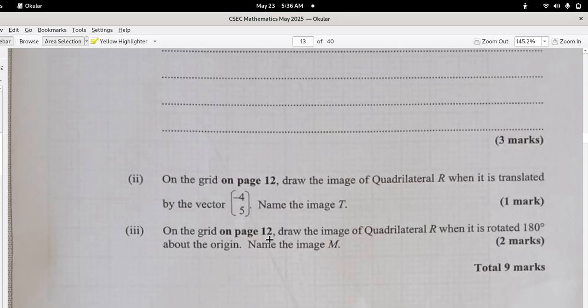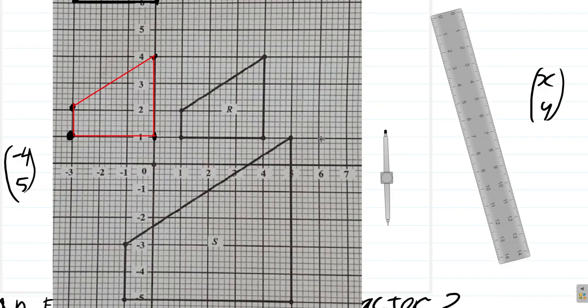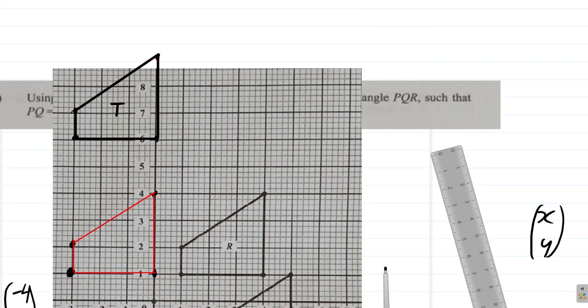What happened after that? On the grid on page 12, draw the image of quadrilateral R when it's rotated 180 degrees about the origin. Name it M. Okay. So now you rotate it. You rotate R 180 degrees about the origin.